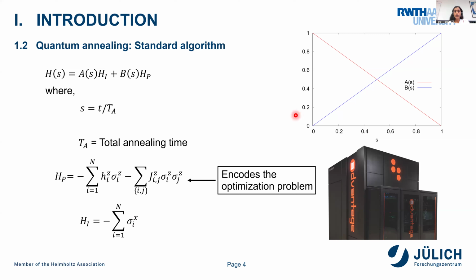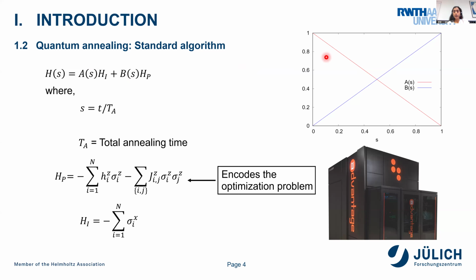For the method to work, we require that the annealing functions A of s and B of s behave in a certain way so that we can do the annealing. We require that at small s, that means in the beginning of the annealing process, A of s is much larger than B of s, so that we start mainly with the initial Hamiltonian. And at the end, we require that B of s should be much larger than A of s, so that we end in the problem Hamiltonian.